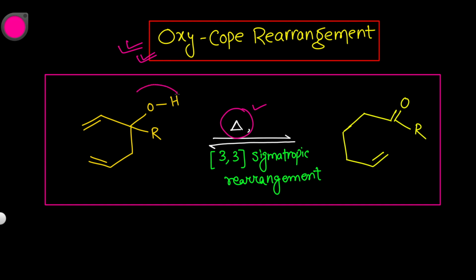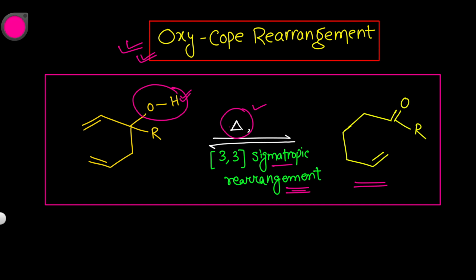Why is it oxy? Because there is a hydroxyl group attached in this substrate. That's why we are calling this Oxy-Cope rearrangement. And what is Cope? Cope is just the name of the scientist who discovered this reaction. In this reaction, the mechanism followed is a 3,3 sigmatropic rearrangement. By this sigmatropic reaction, you will get your product. So basically, the name oxy is given because the OH group is attached.